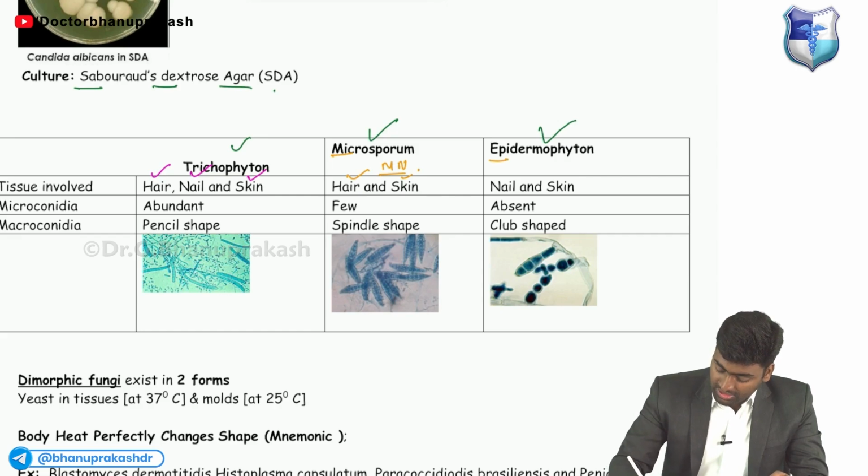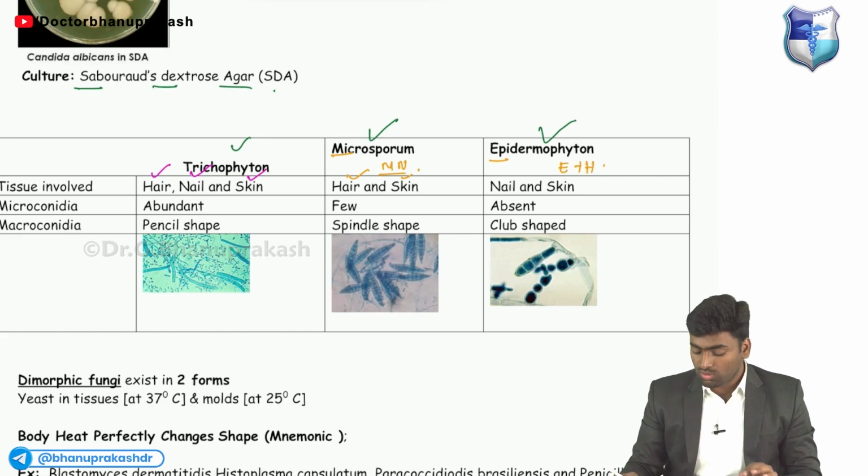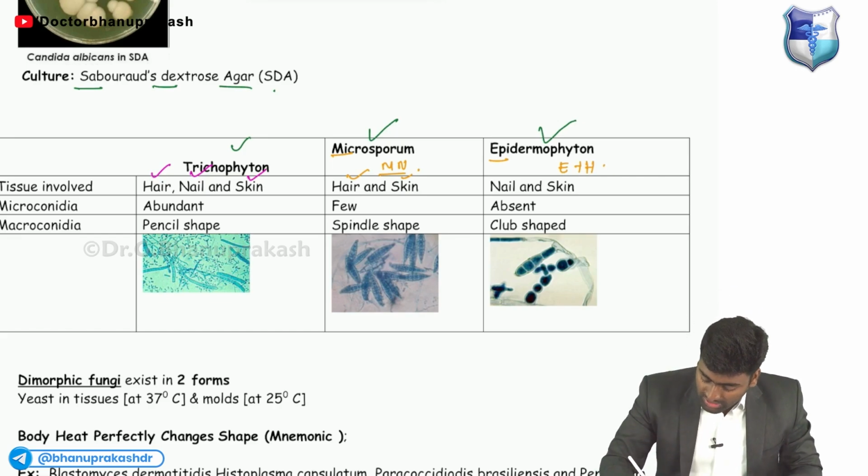Whereas Epidermophyton, remember A, B, C, D, E, F, G, H. So it is near to the H. So it won't involve the hair. What will it involve? Only nail and skin. Yeah.